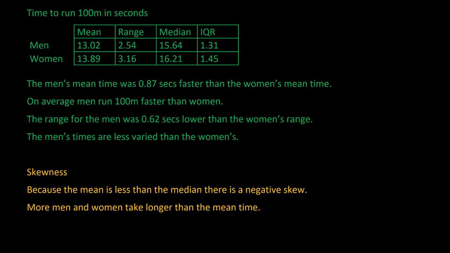Now, just because we've mentioned skewness before, and for those that this might be applicable to, because the mean is less than the median in this particular table for both the men and the women, that would imply that there is a negative skew, namely more men and women take longer than the mean time.